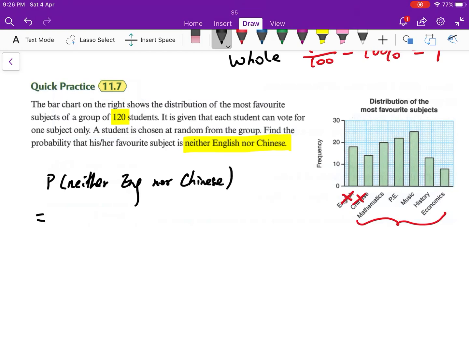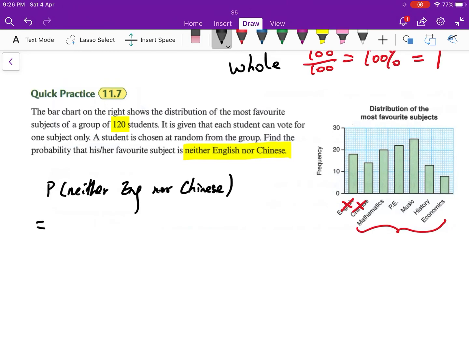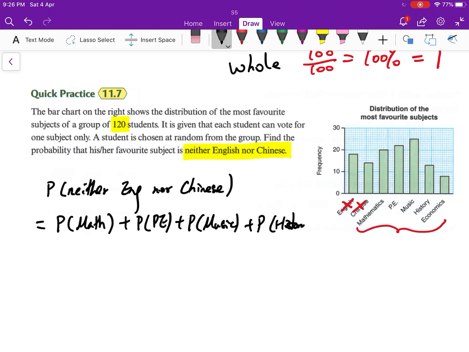Okay? Method 1, calculate the items that you want. Neither nor, that means we don't want these two. That means you want the math, right? So the probability of math plus the probability of PE plus the probability of music plus the probability of history. Then the last one, plus the probability of economy. Okay, then add them all together.